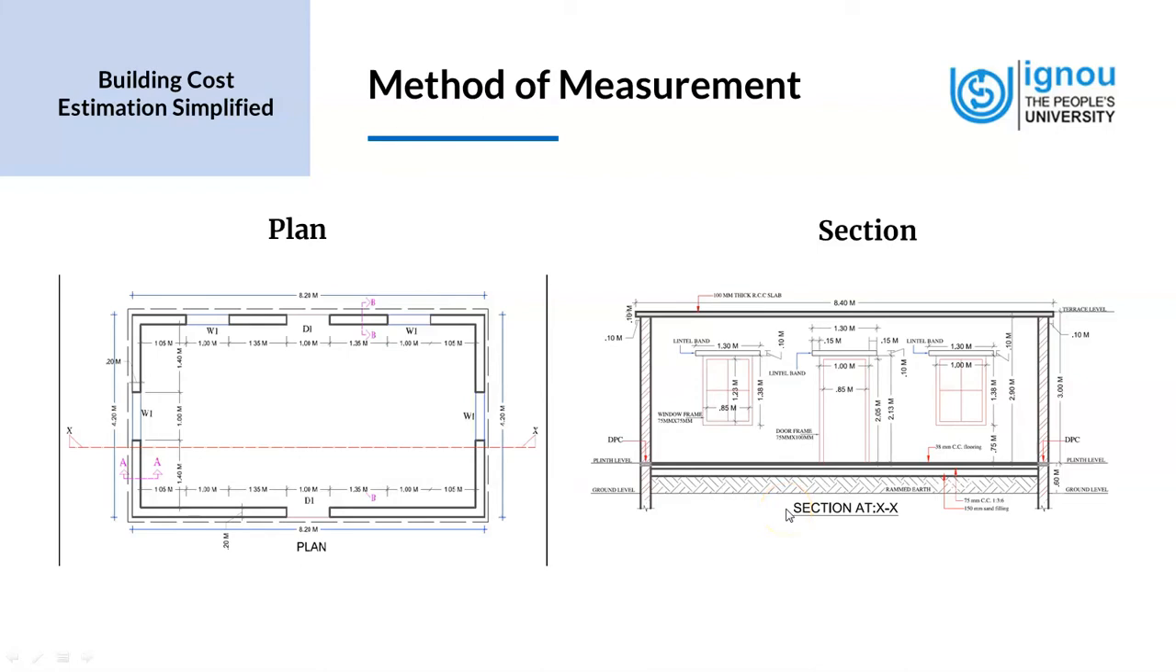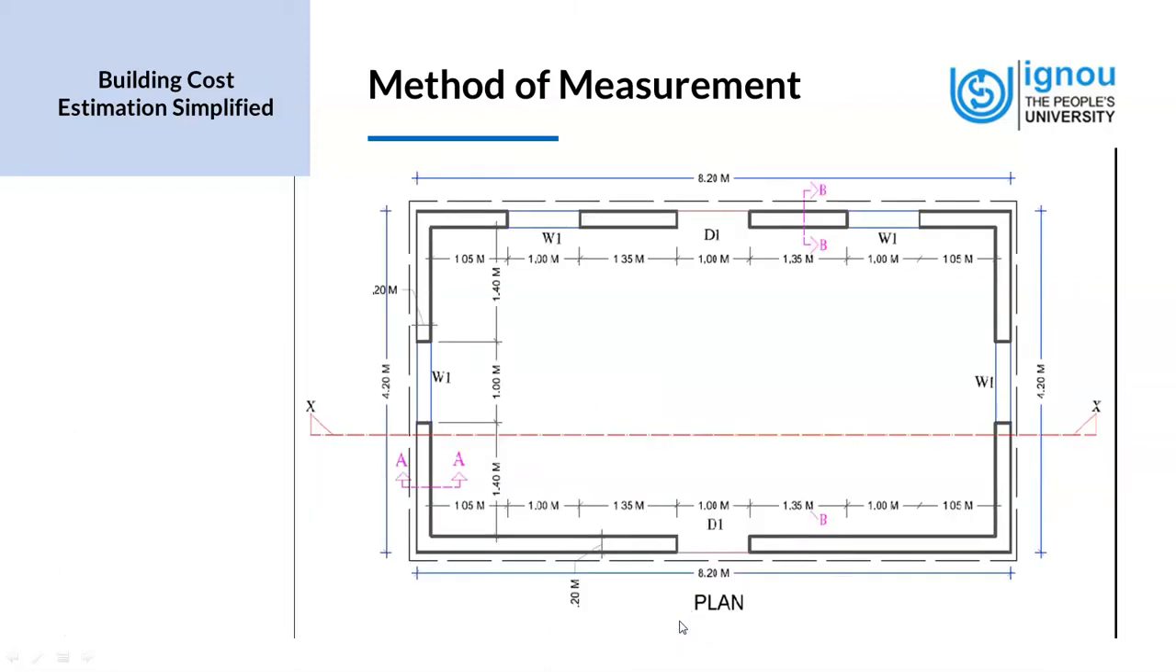Now when we come to the section, we get the idea of the height of the building and the height of the various windows and doors. These are also information that we get from the section. We look into detail of the plan of the room. We have the external dimensions of the room at 8.2 meters and 4.2 meters respectively. And we also have the width of the brick wall. This is 0.2 meters. This is information that will come in handy when we get along with the estimation of the quantities of the room.